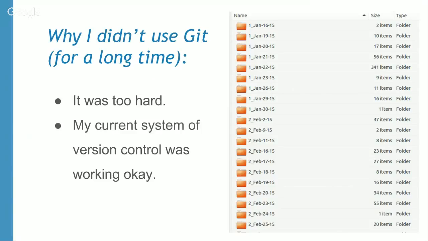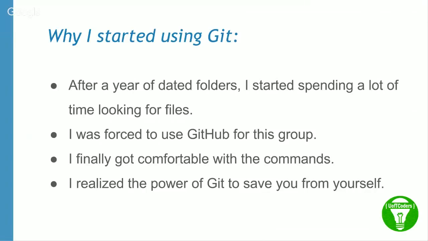So why did I start using Git after all this time? After doing that for about a year, I couldn't really find stuff anymore. And also at the same time, I was kind of being forced to use GitHub. If you've noticed, U of T Coders puts all their stuff on GitHub. So when I was adding files to it, I was forced to do this through Git and GitHub, and then it kind of made me learn it.